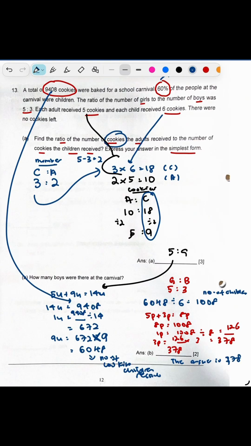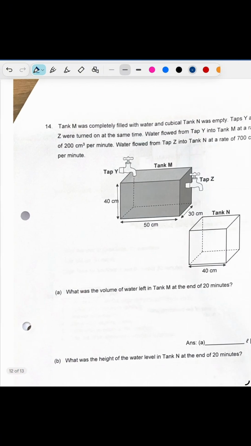boys. So for every step, you need to be very clear. Don't be confused. Slowly find out the total number of cookies the children receive. Then you divide to get the number of children, and so on and so forth, and use the ratio to help you. Okay, let us move on.